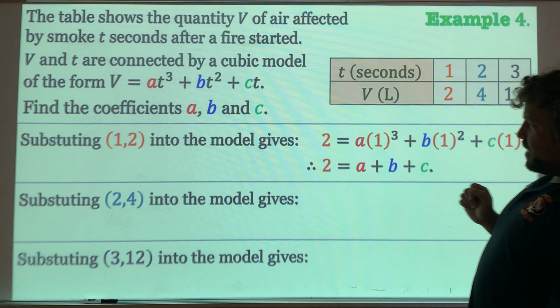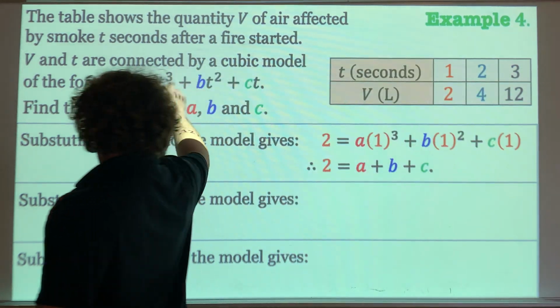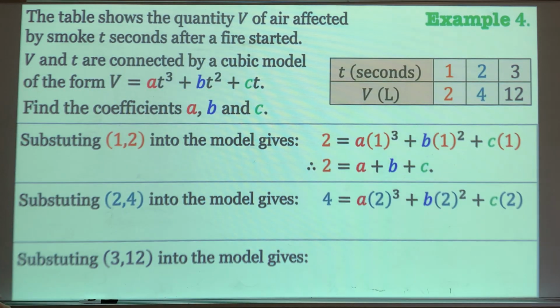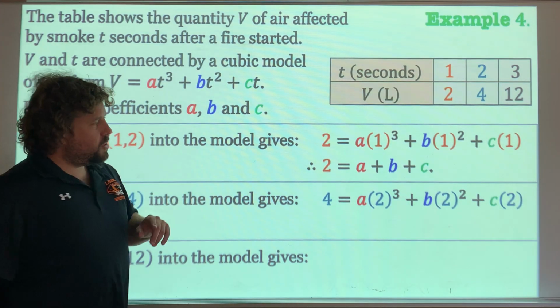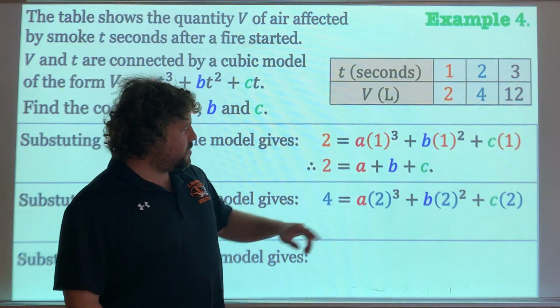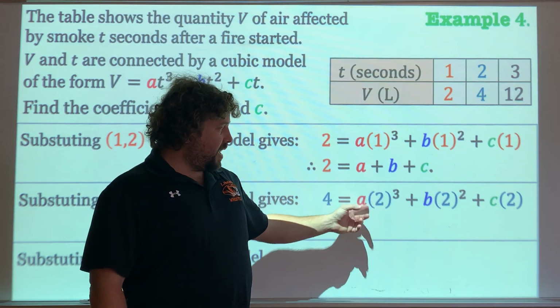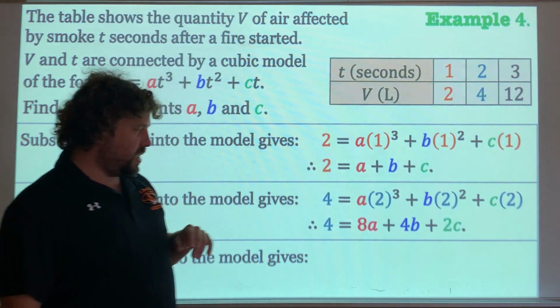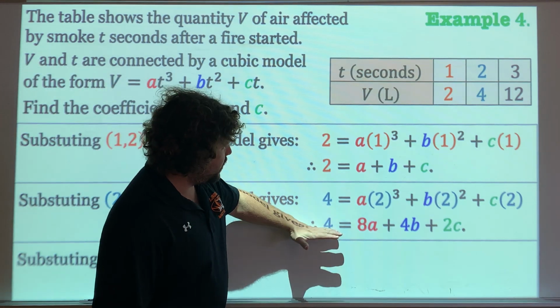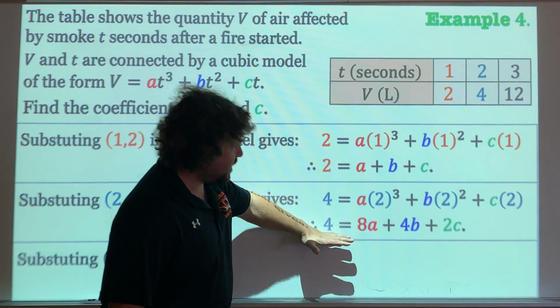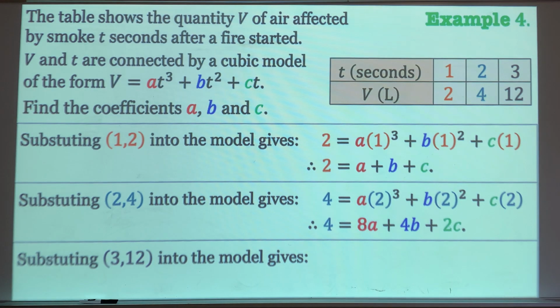All right, plug that into the model. So 2 goes in for t, and 4 goes in for v. 4 equals A times 2 cubed plus B times 2 squared plus C times 2. 2 cubed is 2 times 2 times 2, which is 8. So you got 8A plus 4B plus 2C. That is my second equation. First equation, second equation.